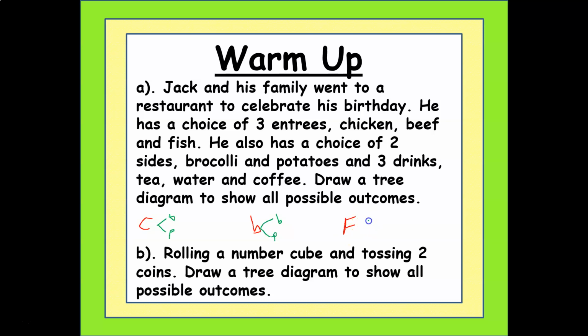And last we have broccoli or potatoes. And then we have our third choice, which is drinks. So he has the choice of tea, water, or coffee. So we're going to go to our third choice. And we have 3 choices off of that.